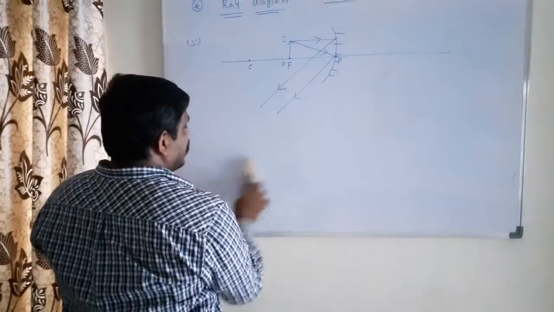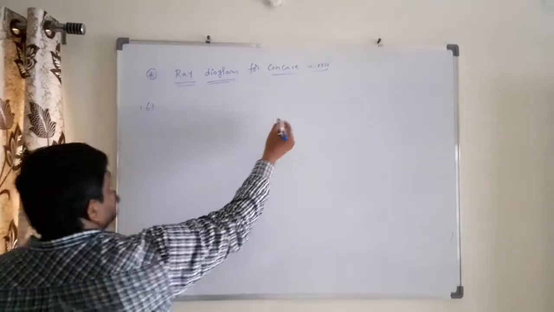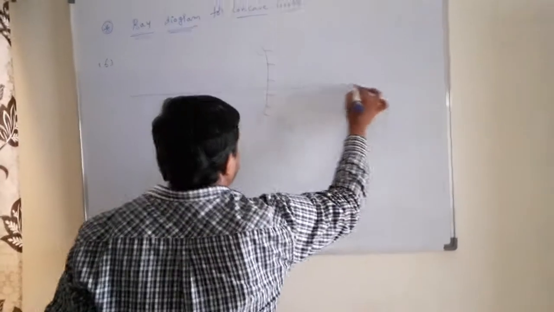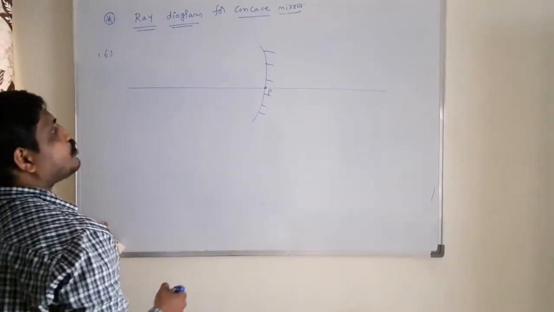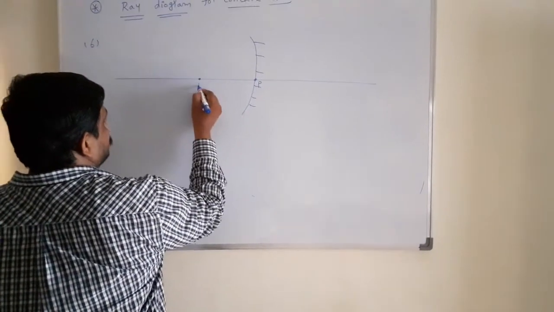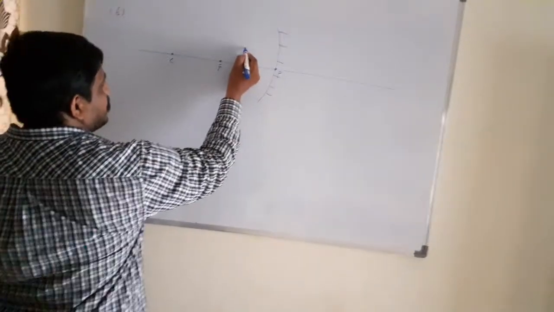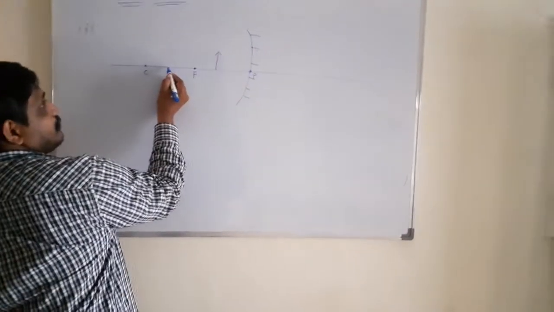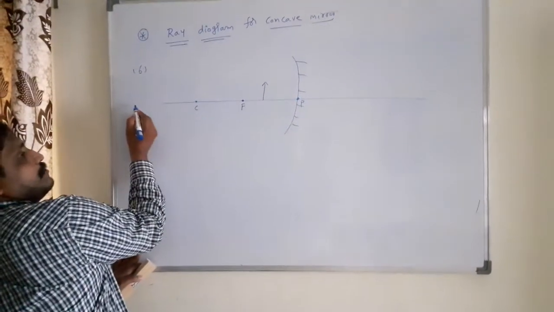Okay, next, the last diagram, a very important diagram, the sixth diagram. Look here, these are the concave mirror ray diagrams. This is the principal axis, the center point on the mirror is called the pole, this is called the principal focus, and this is called the center of curvature. In the previous cases the object was placed at focus, between C and F, at C, between C and infinity, and at infinity.